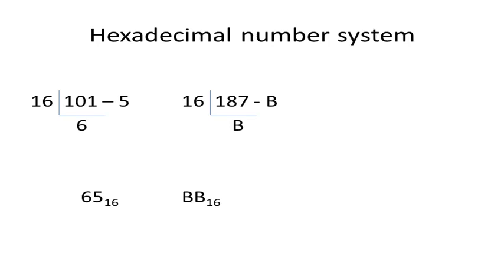187 we convert into hexadecimal. When we divide 187 by 16, we can see answer will be B. B means 11. Answer will be 11 and the remainder is 11, therefore we put B. The answer will be BB base 16.